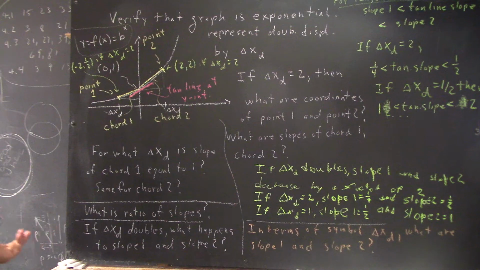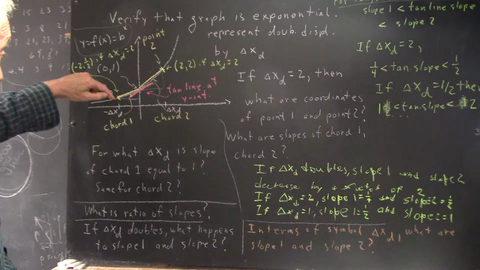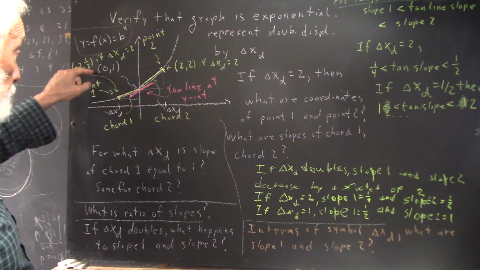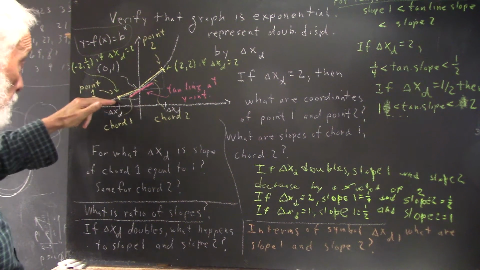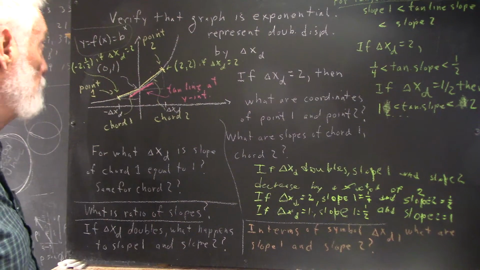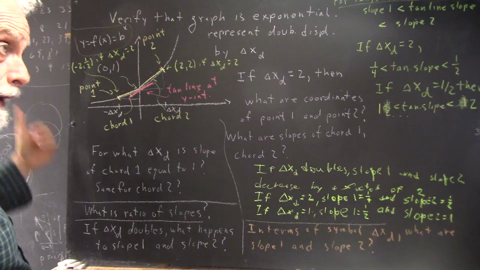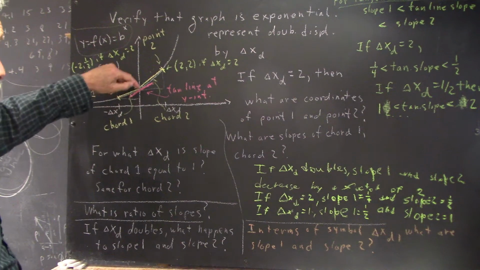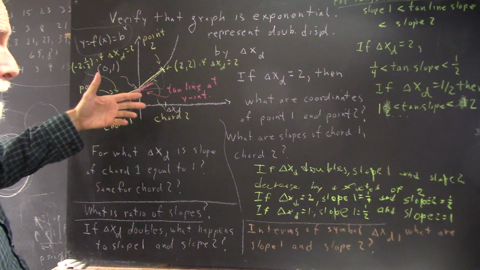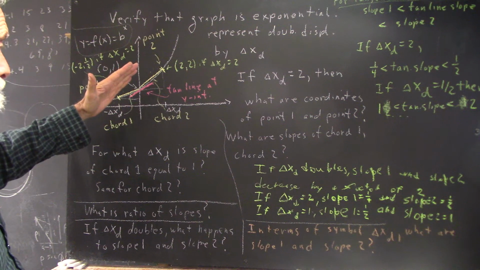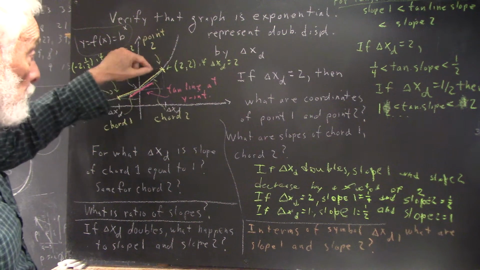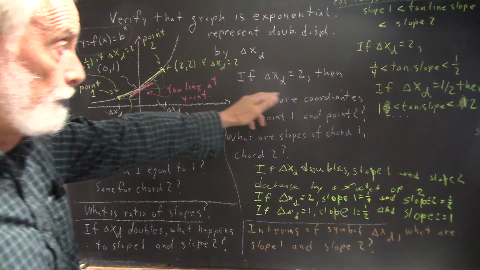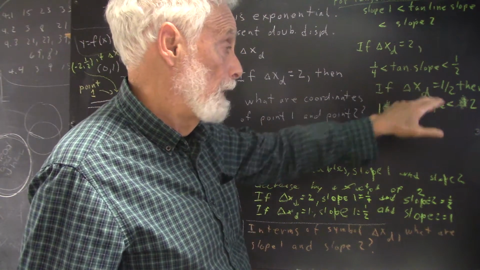So now all we have to do is find the rise and the run from this point to this point. And clearly the rise is from 1/2 to 1, which is 1/2. The run is from -2 to 0, which is a run of 2. And a rise of 1/2 divided by a run of 2 gives us our 1/4. Similarly, the coordinates of this point and this point will show that the slope of chord 2 for this particular delta x sub d is 1/2, verifying what we've got here.